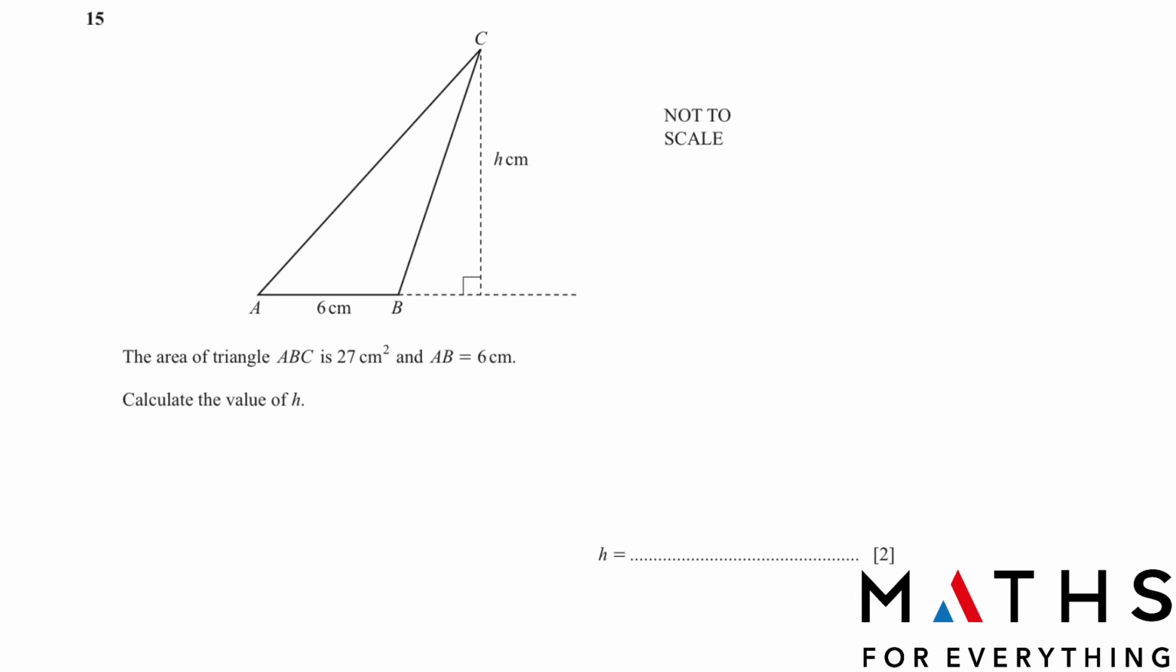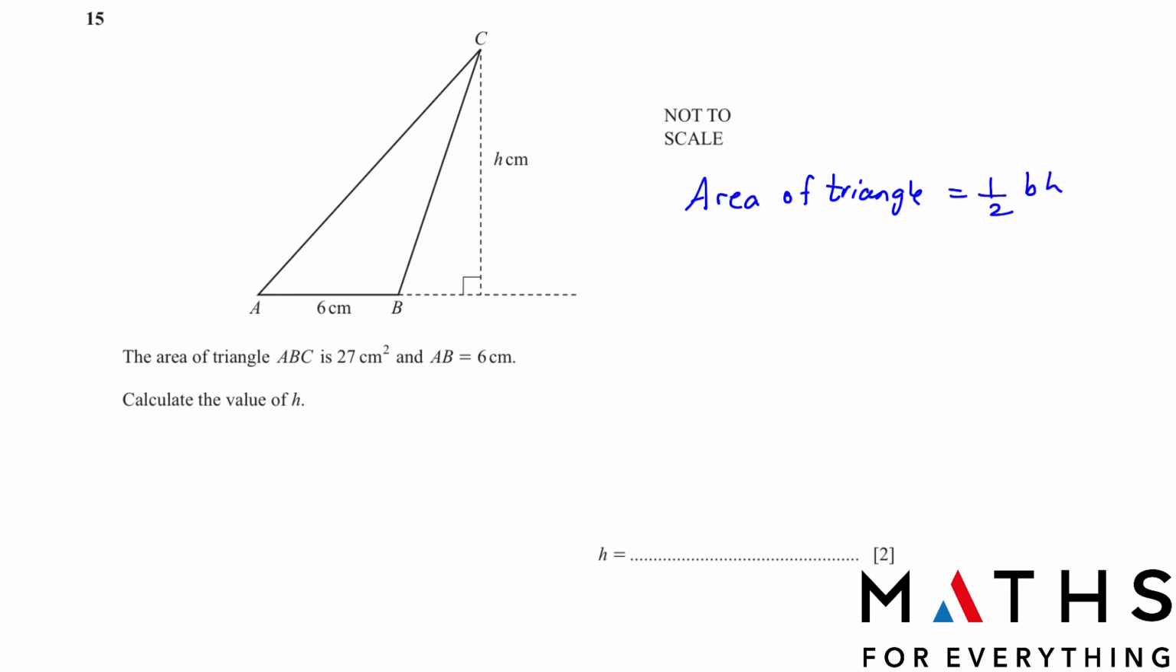We have been given a triangle. The area of triangle APC is 27 square centimeters and AP is 6 centimeters. Find the value of h. H is the height. The area of a triangle can be found by using the formula half times base times height.